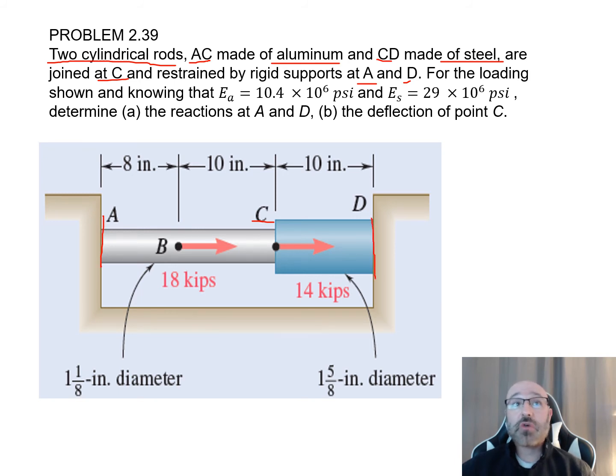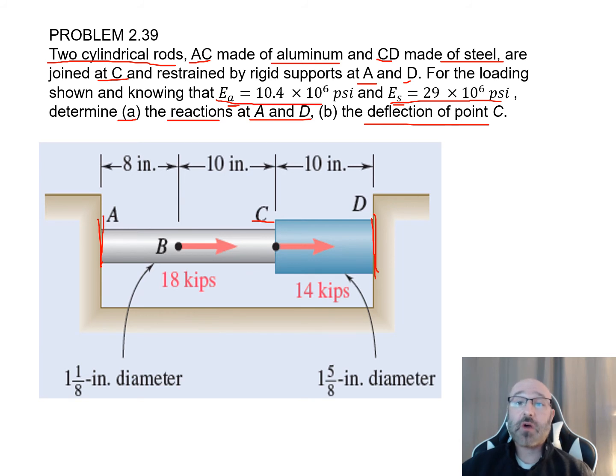Now, for the loading shown here, we have our two different moduli of elasticity. We have our 10.4 times 10 to the 6 psi for our aluminum, and we have our 29 times 10 to the 6 psi for our steel. So you can see the indices, S for steel, A for aluminum. Now, what are they asking us to solve for in this problem? Well, they want us to determine two different things. First, in part A, they want us to find the reactions at A and D, and again, we recall that these are rigid supports at A and D. And then part B, they want us to find the deflection of point C where the two rods join together, where the aluminum rod and the steel rod join together.